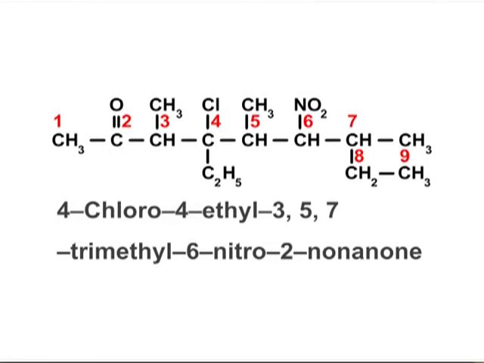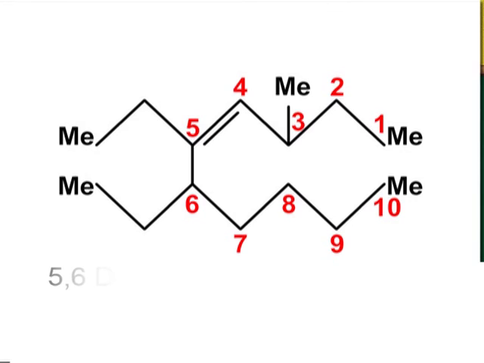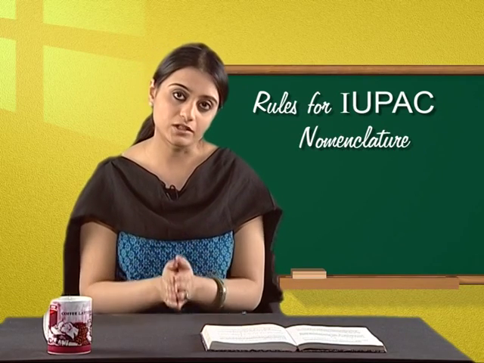As keto group ranks higher than other groups, its primary suffix is -ane and secondary suffix is -one. Its IUPAC name is 4-chloro, 4-ethyl, 3,5,7-trimethyl, 6-nitro, 2-nonanone. Give the IUPAC name of the shown compound. Its IUPAC name is 5,6-diethyl, 3-methyl, 4-decene.